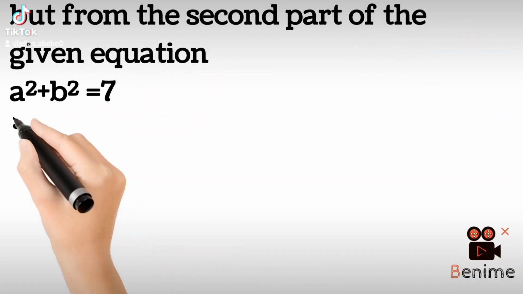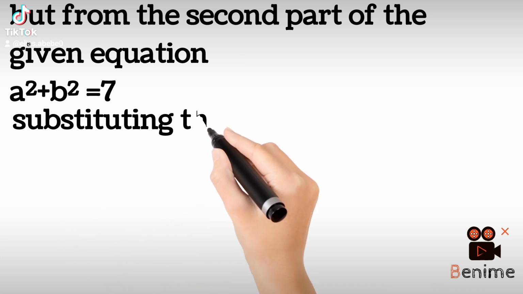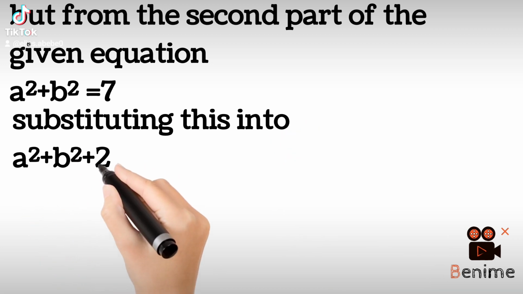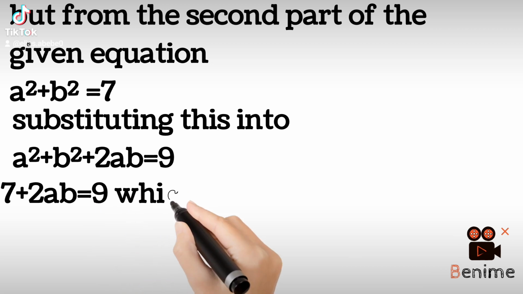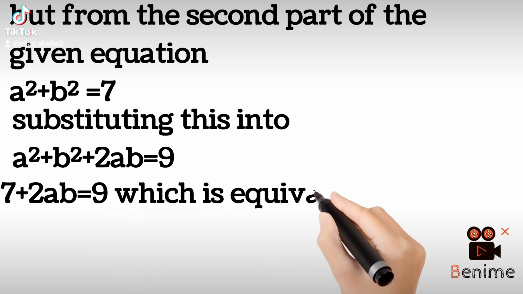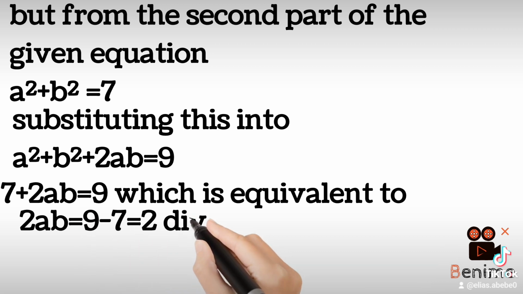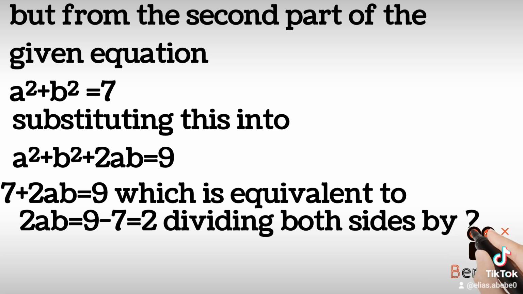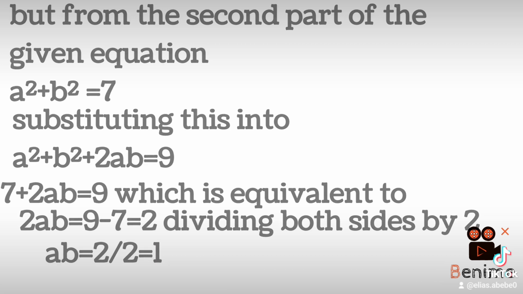Substituting 7 in place of a squared plus b squared into the equation that we derived above, a squared plus b squared plus 2a times b equals 9, will give us 7 plus 2a times b equals 9, which is equivalent to 2a times b equals 9 minus 7 equals 2. Dividing both sides by 2 will give us a times b equals 2 over 2 equals 1.